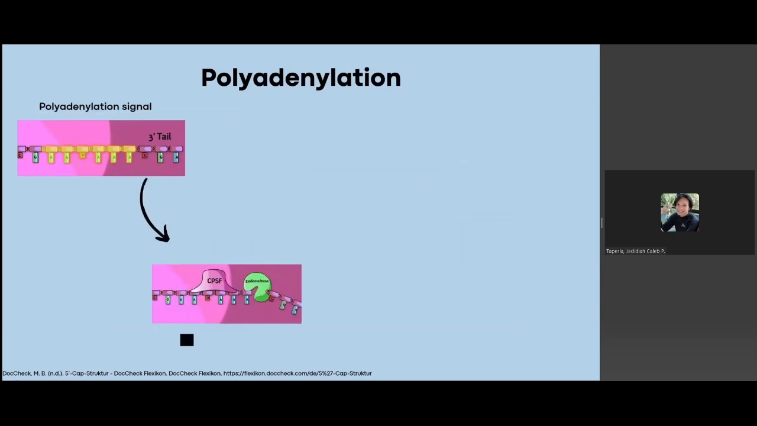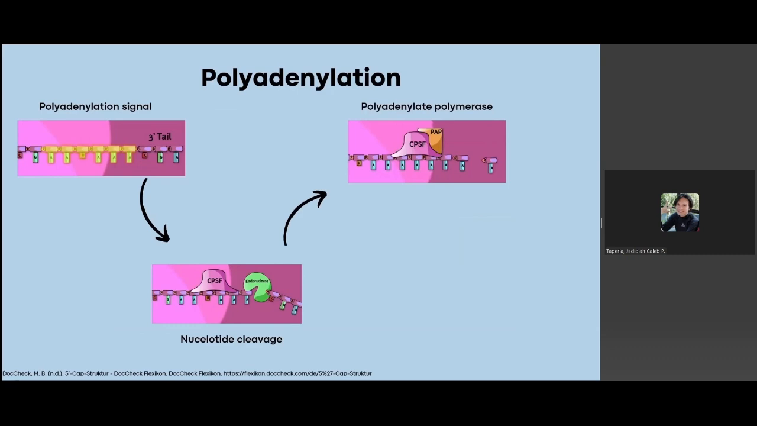And the second step is the poly A tail at the 3' end. In this modification, a polyadenylation signal nucleotide sequence, usually AAUAAA as shown in the slide, recruits an RNA binding protein which guides the endonuclease to cut the transcript at the 3' end of the signal sequence. Then a different enzyme called polyadenylate polymerase adds a long string of adenine nucleotides, as many as 200, to the 3' end of the transcript.